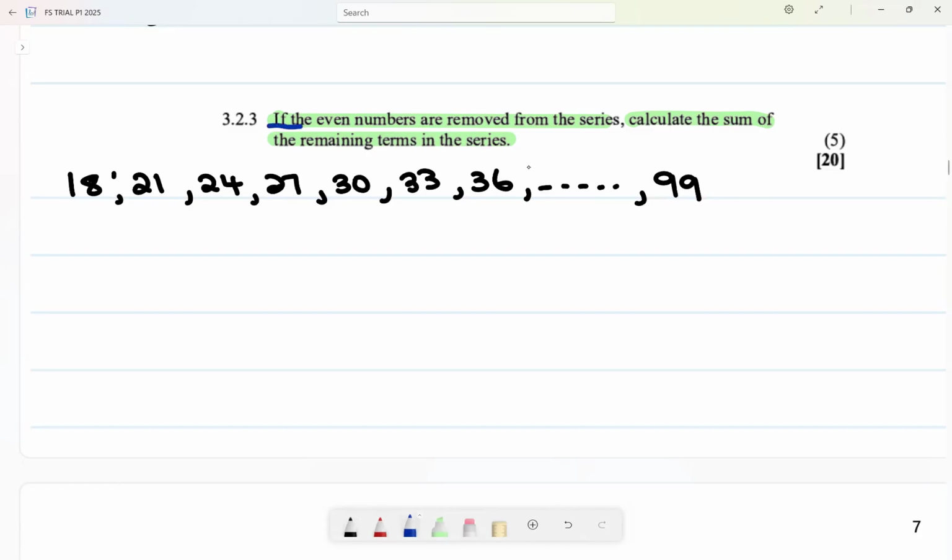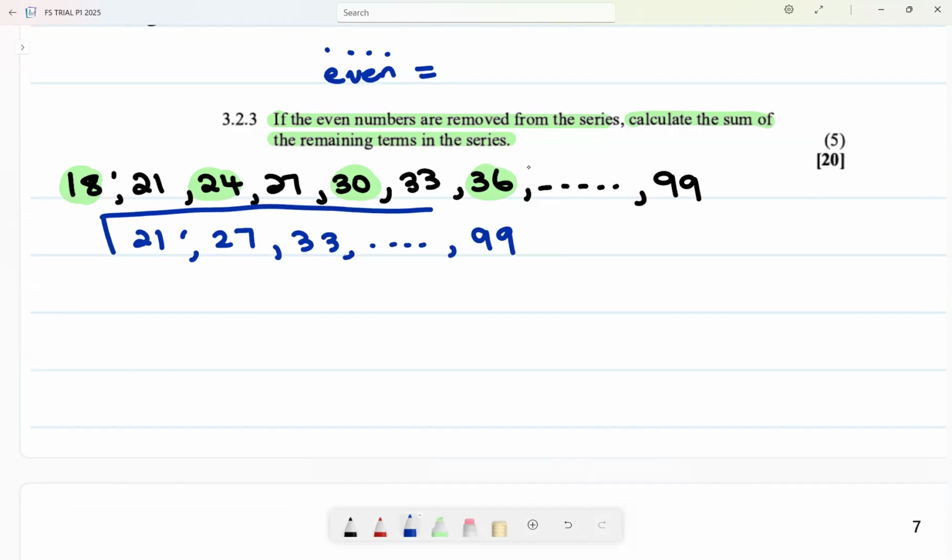So they are saying if the even numbers are removed from the series. So if I remove the even numbers, which ones are those? They are the ones divisible by 2. So 18, yes. 24, yes. 30, yes. 36, yes, and so on. So which ones are remaining? The remaining are going to be 21, 27, 33, and then up to the last term, which is 99.